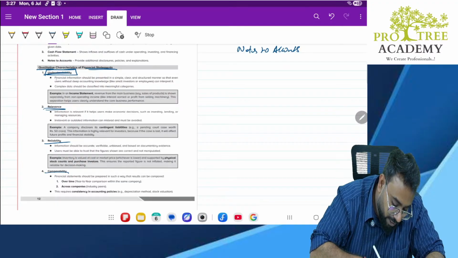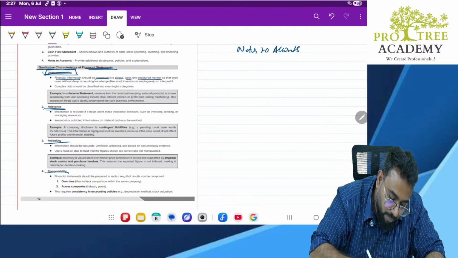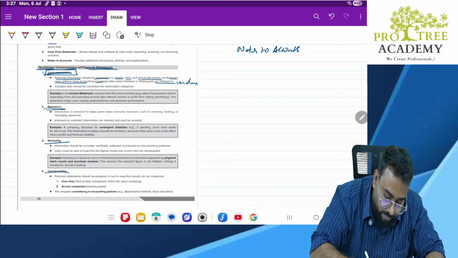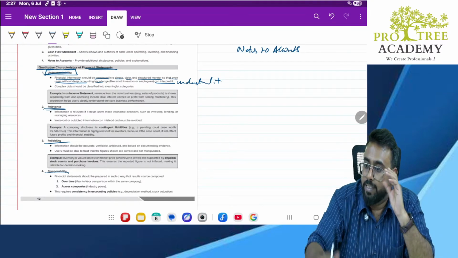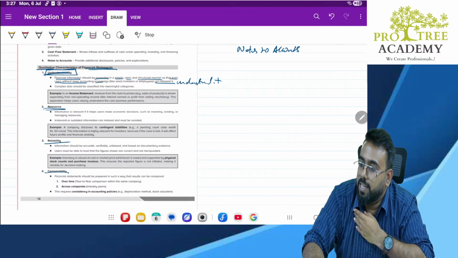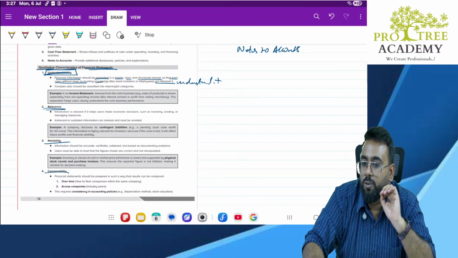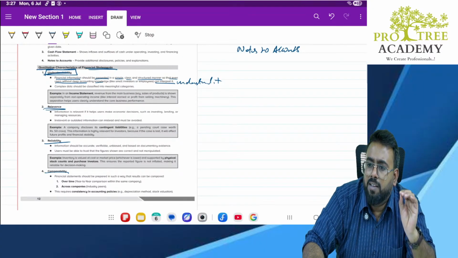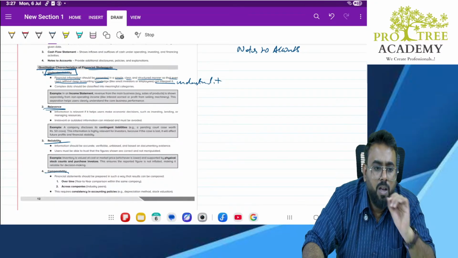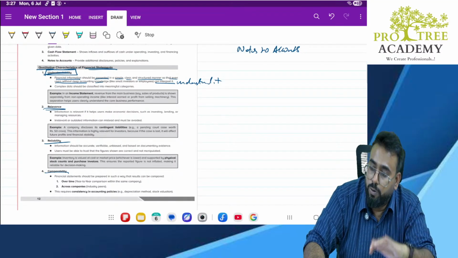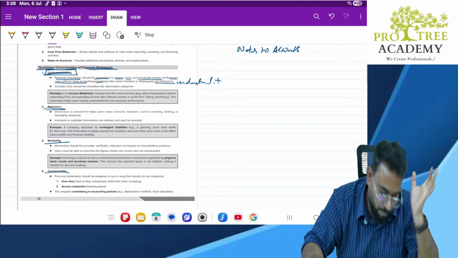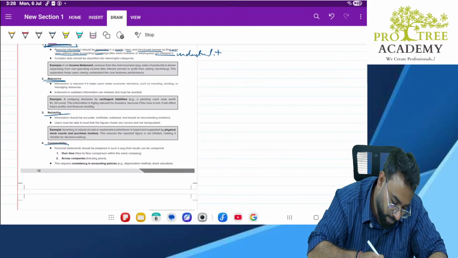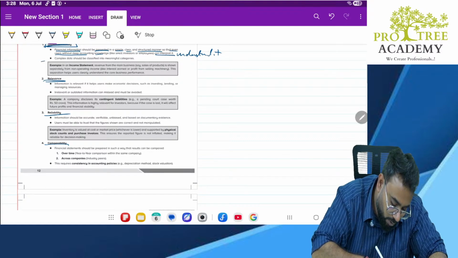So first one, understandability. Financial information should be presented in a simple, clear and structured manner, so that even users without deep accounting knowledge should be able to interpret and understand it. Clear? This is where the notes document comes into the picture, sir. Those who don't have accounting knowledge also should understand it, no? That is why we give the notes document. So in simple terms, financial statement should be presented in a simple manner which could be understood by a person who may not have accounting knowledge also. That is how you should write your answers. One example you should put. Examples are also given.